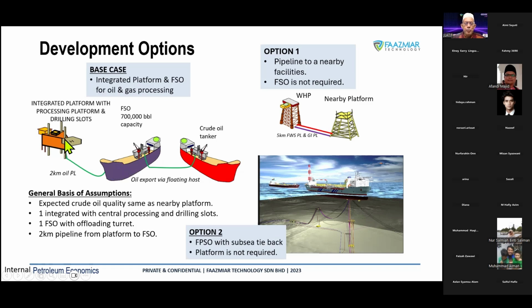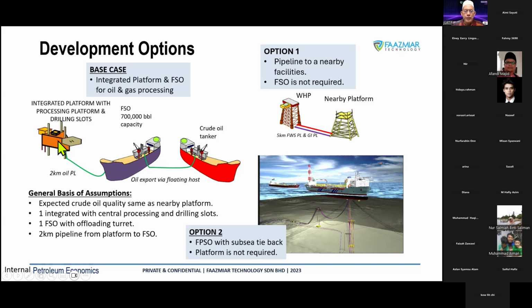If the platform is big, then they can install the processing facilities here. So this becomes purely a storage. So for example, it's 700,000 barrels of storage. If the field is producing 10,000, there's about 70 days. We call it the transit time before the vessel comes in. So this is the tanker coming in and out to load the oil here.